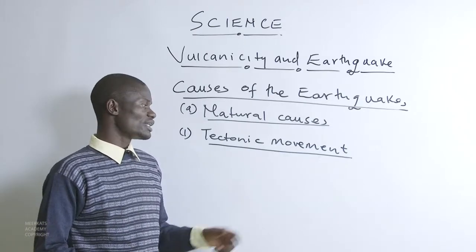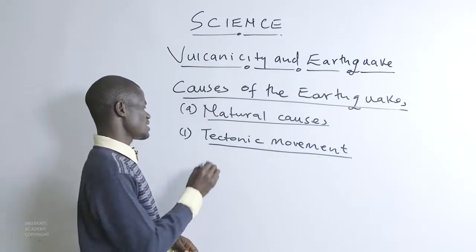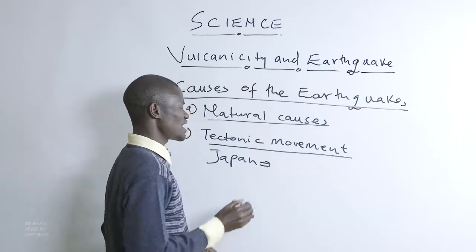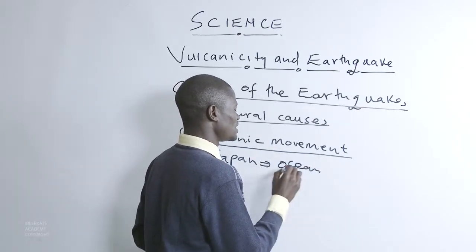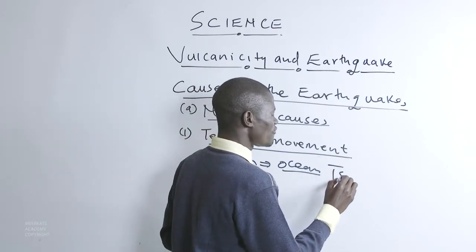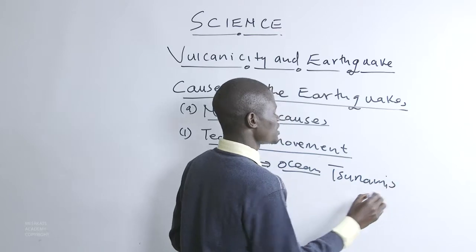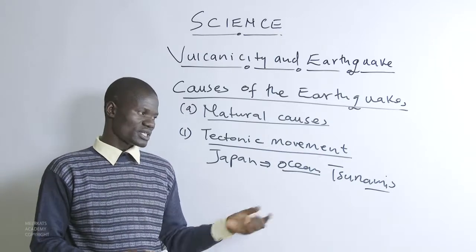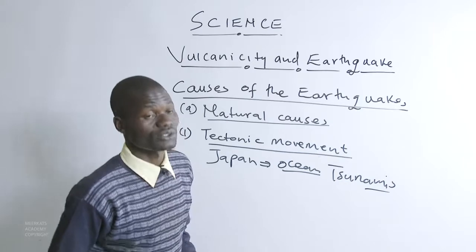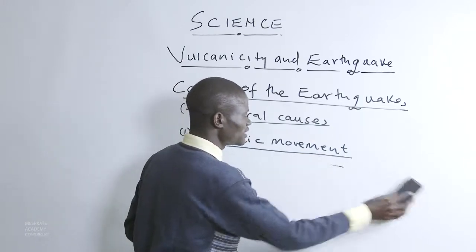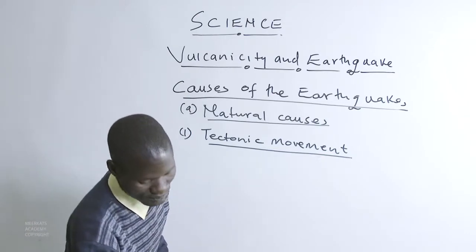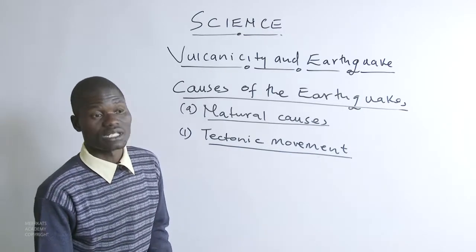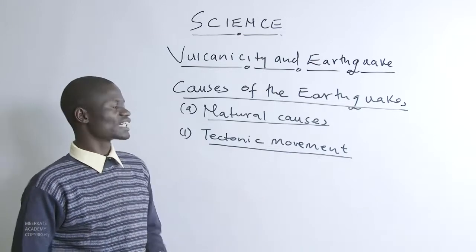For example, in the oceanic crust, the regions surrounding the country of Japan, there is a lot of shaking because it is in the ocean. There are a lot of tsunamis affecting this country known as Japan, because when a tsunami occurs, it produces a very devastating effect on the oceanic environment, and therefore it may lead to the destruction of some of the properties or even the built houses, and eventually may lead to the loss of life. That is the tectonic movement.